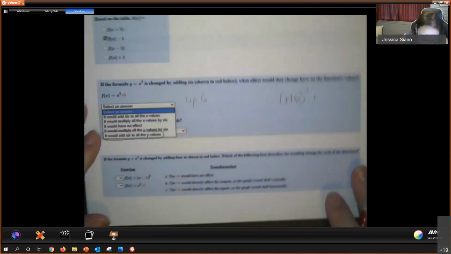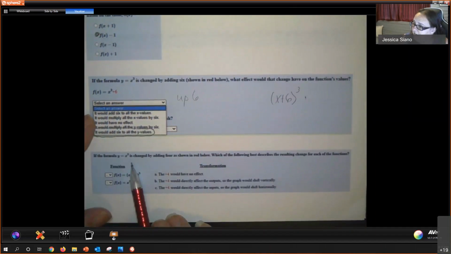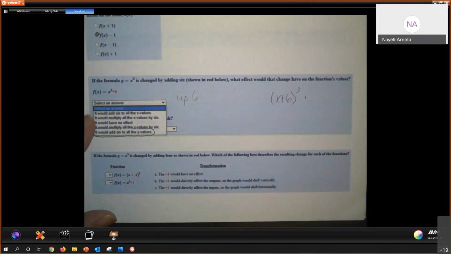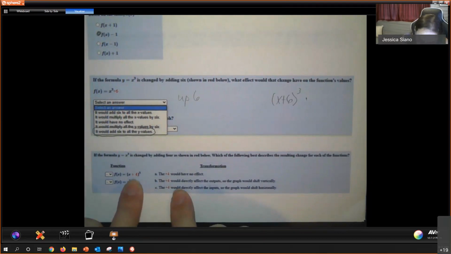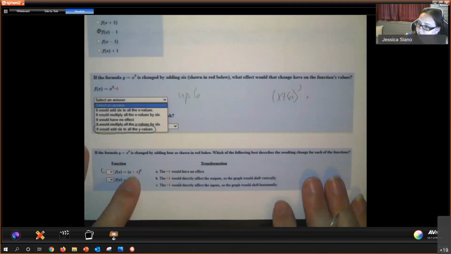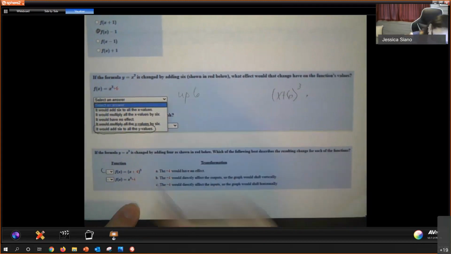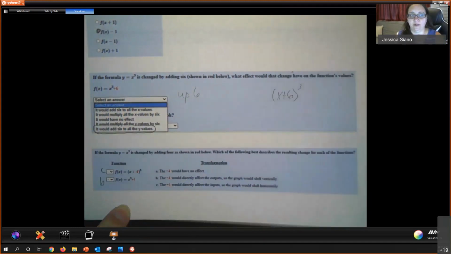Okay. So if the formula y equals x to the third is changed by adding 4, for this one, the plus 4 is on the inside of the parentheses, so it would shift horizontally. And on this side, the plus 4 is on the outside of the parentheses, so it would shift vertically.